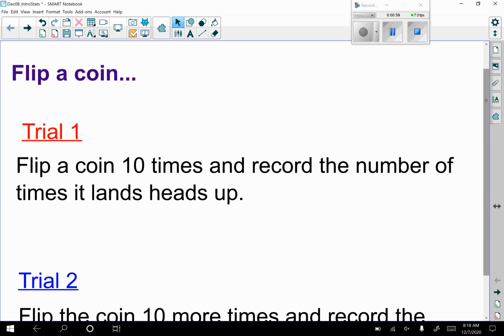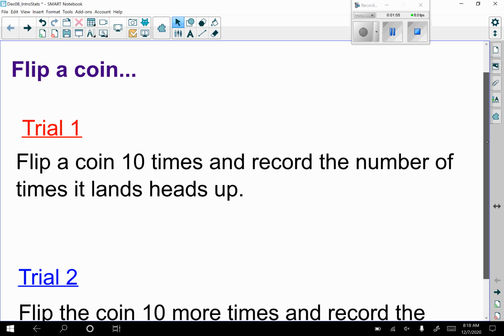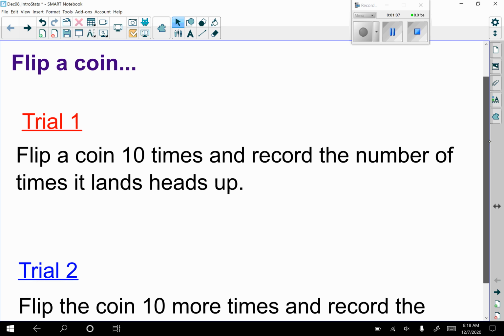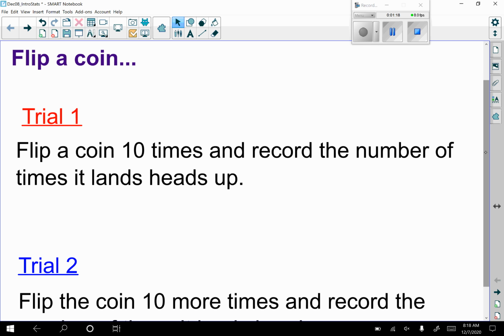I'll conclude this little activity tomorrow once you have all of your outcomes recorded. I'm going to create a little Excel spreadsheet, or Google Sheet, and share that with you for you to record everything. So just keep track of each trial, each person, and then how many times the coin landed heads up.